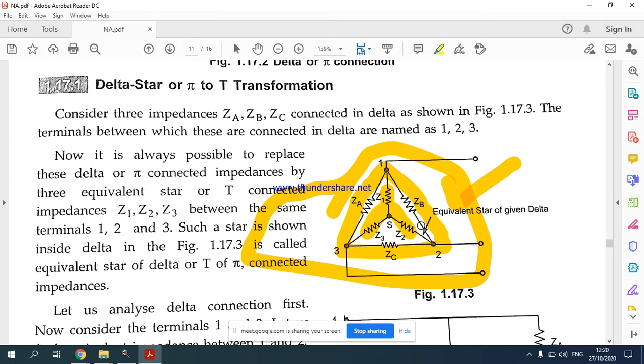Okay. Star. Tell me, what is the use of star to delta and delta to star conversion? Why is it necessary? Tell me. Just now I told you why you should convert star to delta and delta to star.